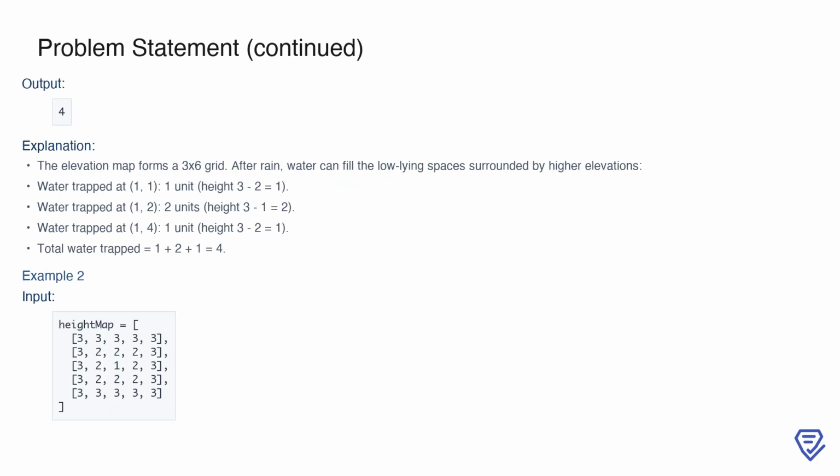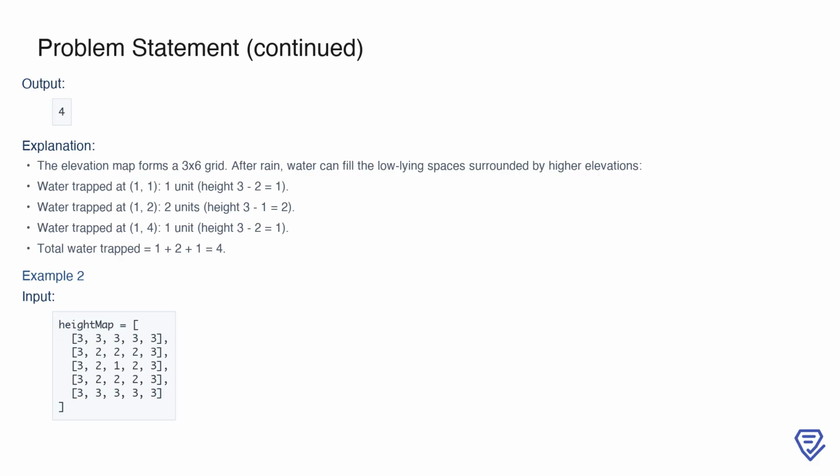Consider the first example. The input height map is a 3x6 grid, and the height values are provided in the matrix. After it rains, water collects in the low-lying areas. For instance, at cell (1, 1), the surrounding elevations are higher, so 1 unit of water is trapped there. Similarly, at cell (1, 2), 2 units of water are trapped because the surrounding elevation allows it. Finally, at cell (1, 4), 1 unit of water is trapped. When we add up all the trapped water, we get a total of 4 units.